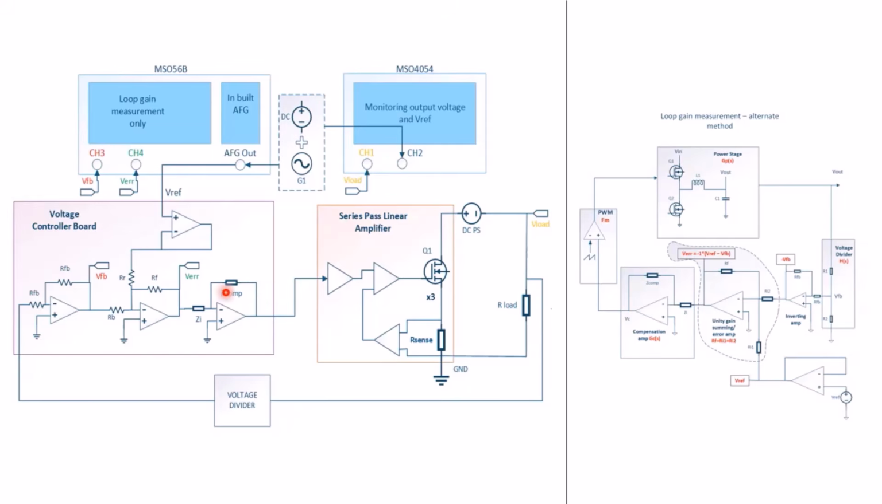And then it goes through a compensation network into the series pass linear amplifier to regulate the output voltage. So my compensation network is same as the GC block here. I don't have any PWM, so this FM block gets eliminated. And my power stage is my series pass linear amplifier block here.